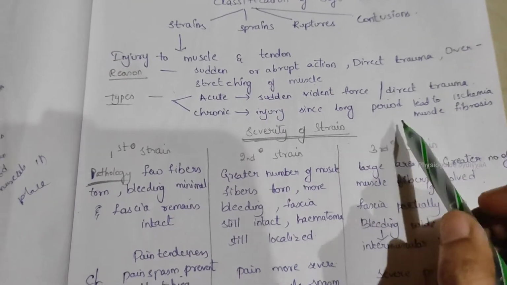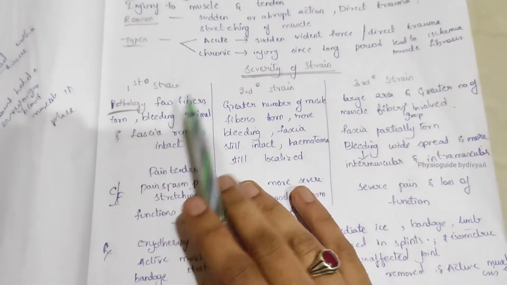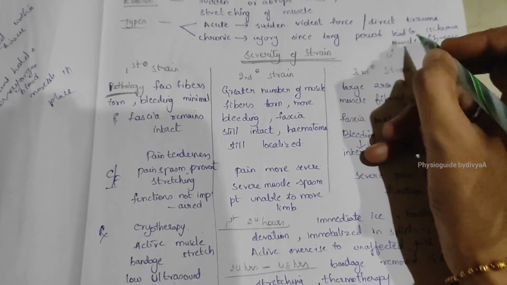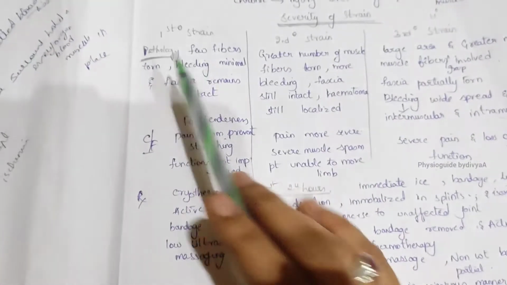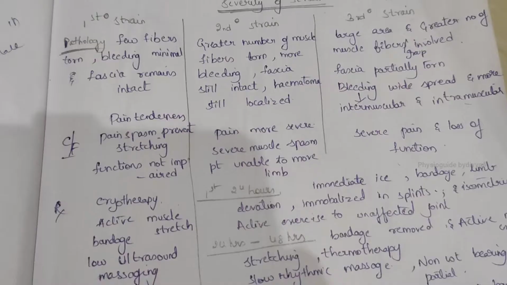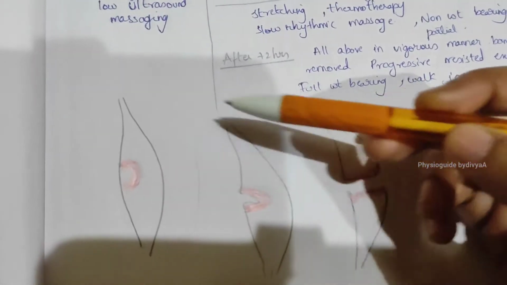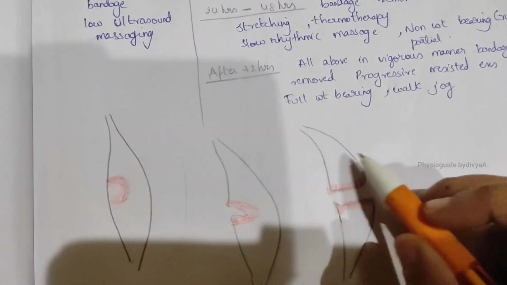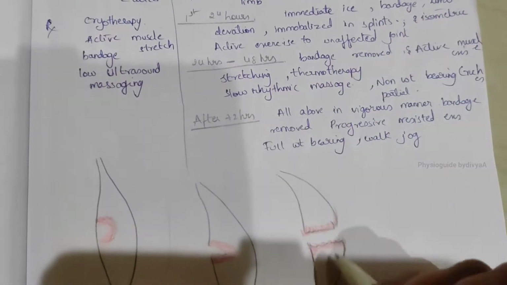Okay, now severity: injuries are divided into primary, secondary, tertiary, and fourth degree. First one, primary strain. In the primary strain some muscle fibers are torn, while the fourth degree is a complete break of the muscle.